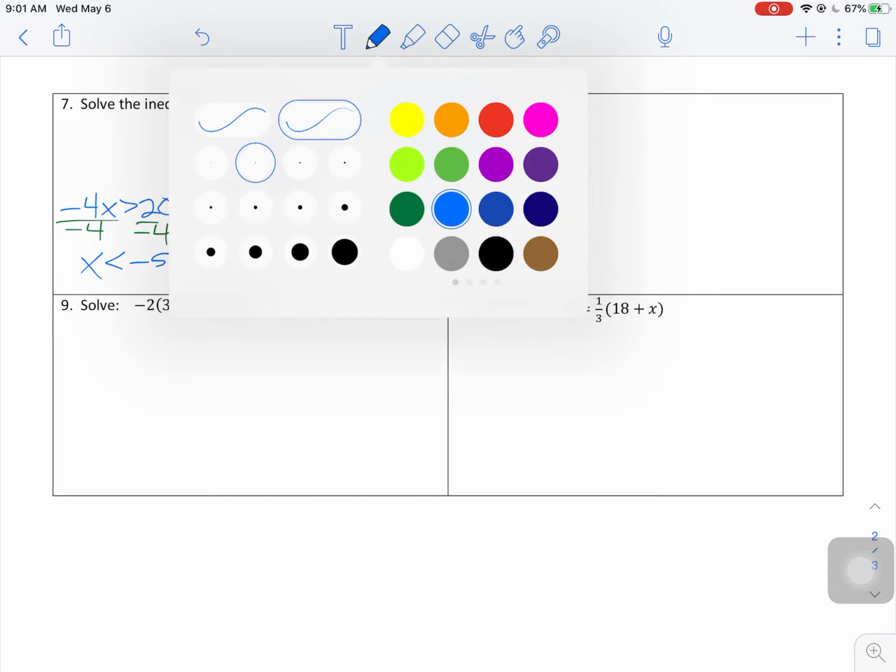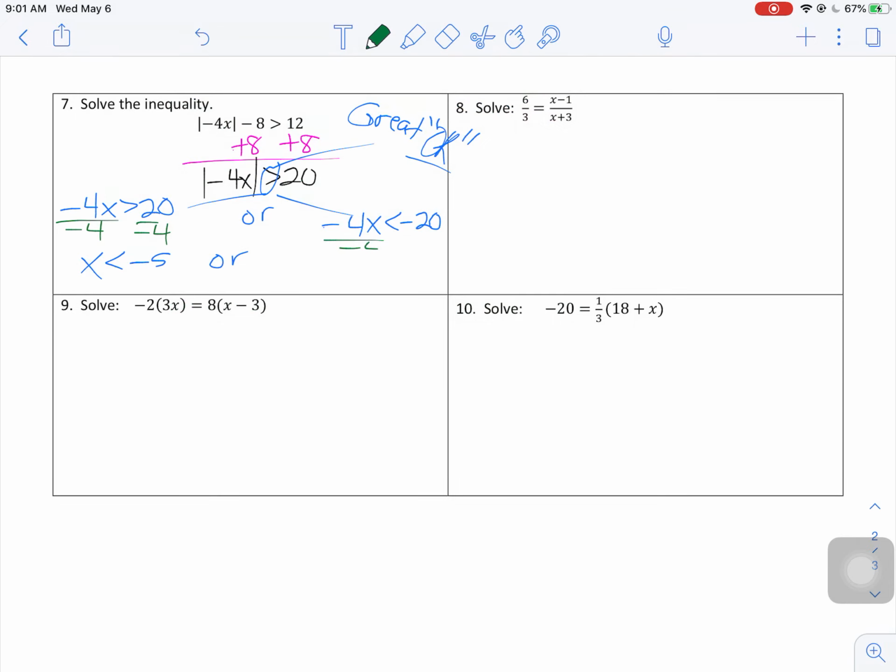And then on the other side, same thing. I'm dividing by negative 4. So since I'm dividing by a negative sign, I have to flip the direction of the inequality symbol. So there's my answer. X is less than negative 5 or x is greater than 5.